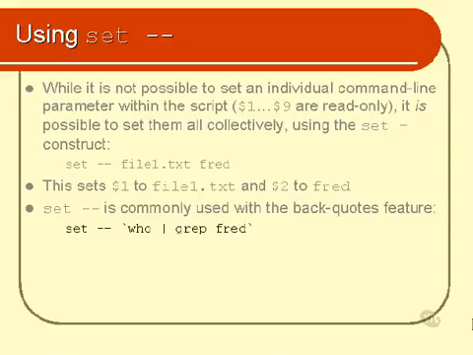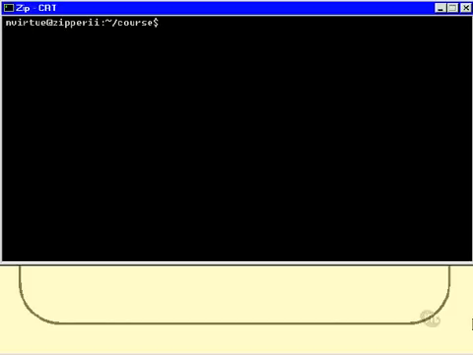Let's have a look at that now. I can use that. I don't have to use it in a shell script. I can use it just on the shell's command line itself. So I could say, take the output from the ls program and make that my set of command line parameters. So let's have a look at that. We don't get any output, of course. It's just simply setting some variables.